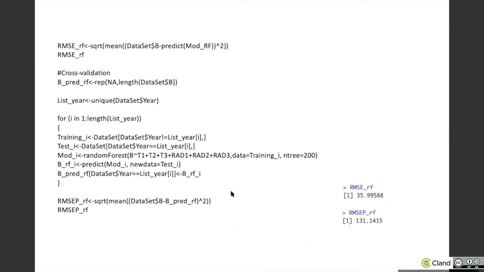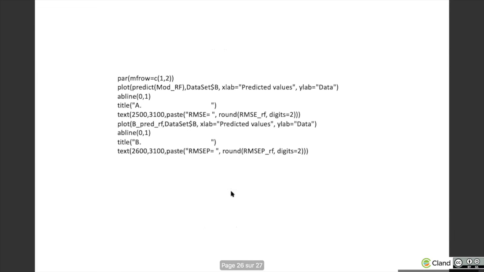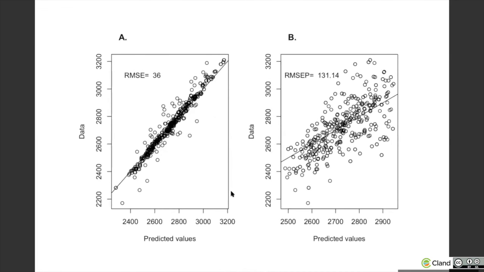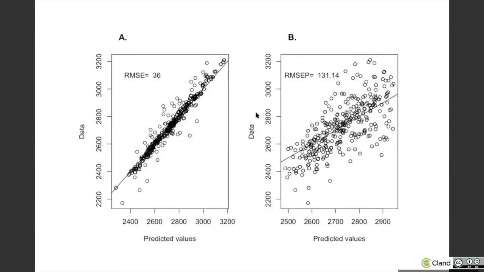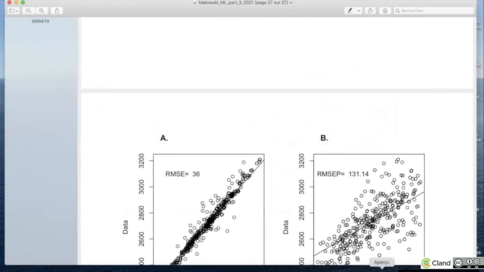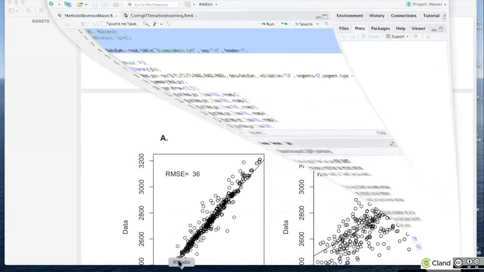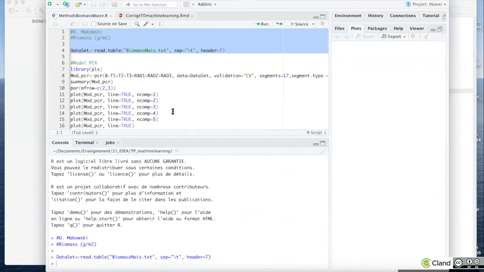So it's possible as well to make a cross-validation. I don't have time to present that here. What I want to show is a comparison of the prediction and the observation here, with cross-validation B and without cross-validation A. So there is a big difference here. I will show you how to do it by yourself. So here you see my RStudio code.